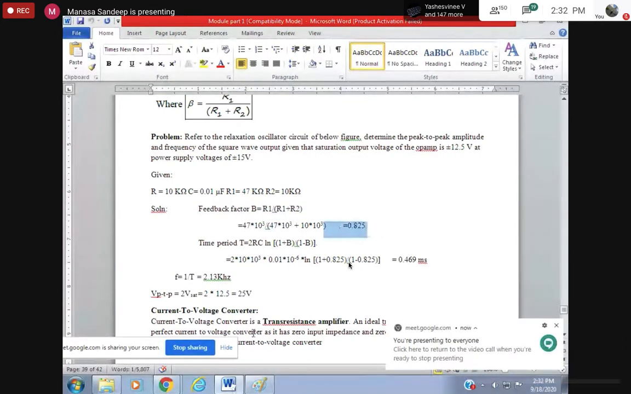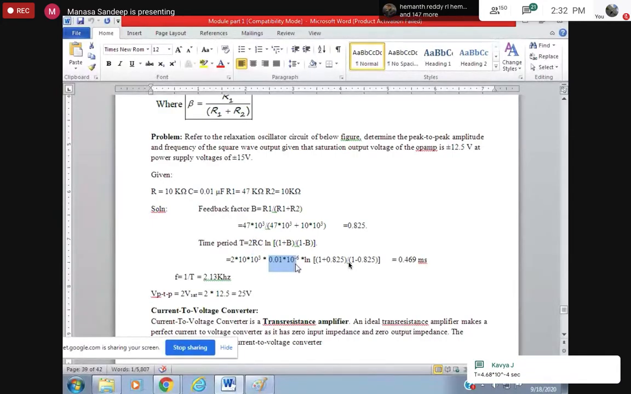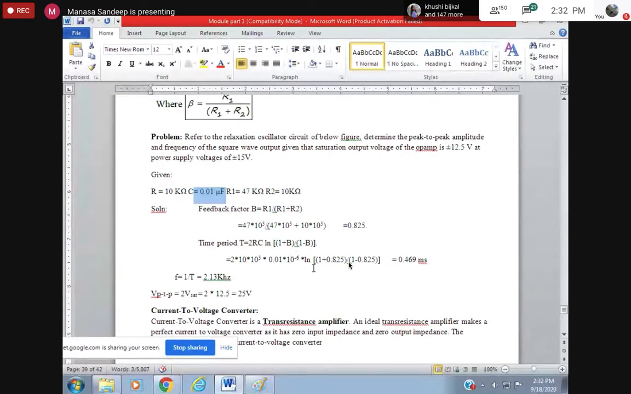So coming to the beta value, when you substitute R1 and R2 values, this is the beta value that you will get, 0.825. When you substitute that beta value into this time period, 2 is a constant, R value they have given as 10 kilo ohm. Next, the C value, capacitor value, 0.01 microfarad is what we have considered. I forgot to write the C value there, so you can take that value. Next, when you substitute the beta value, this is what you get, 0.469 millisecond.